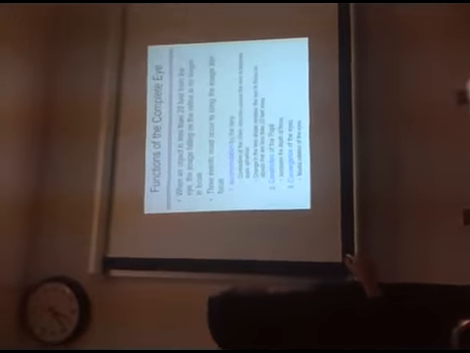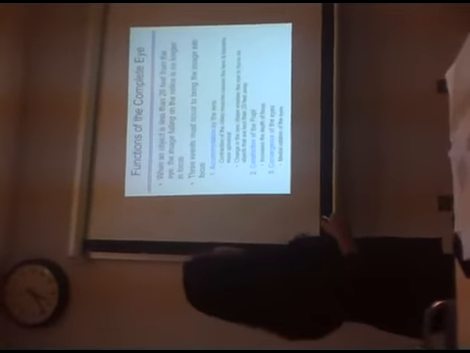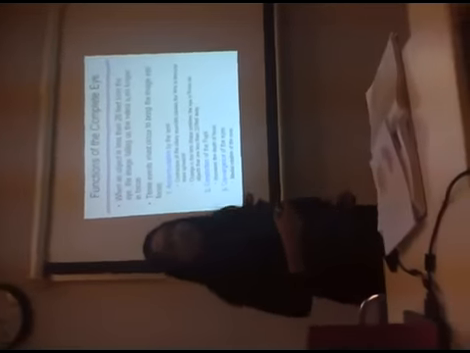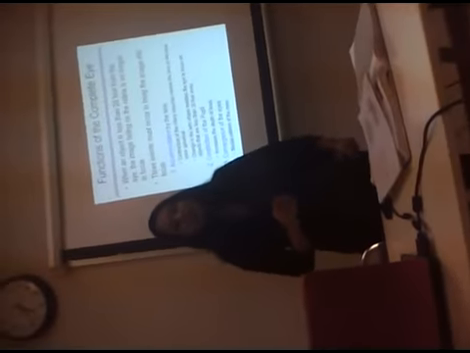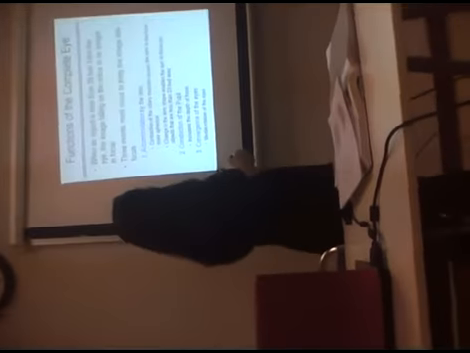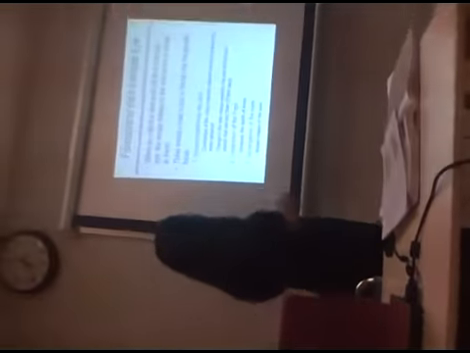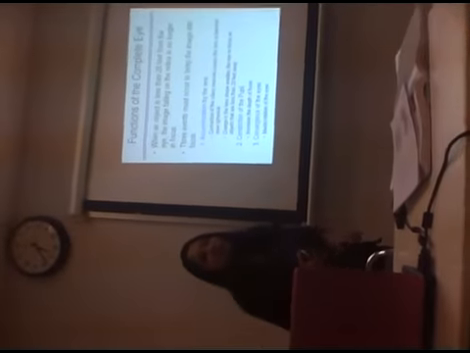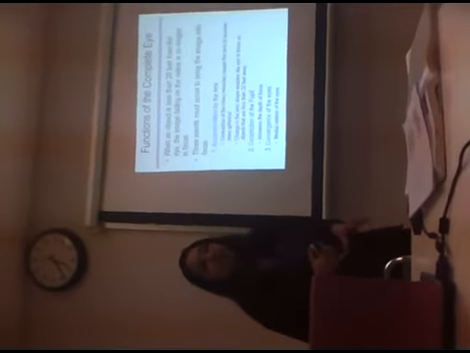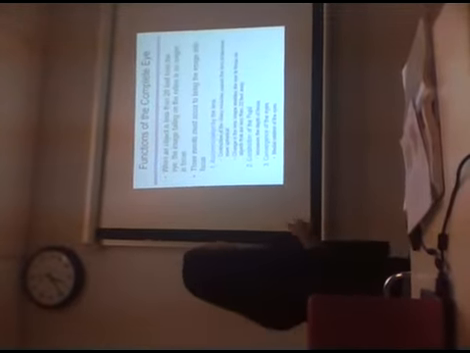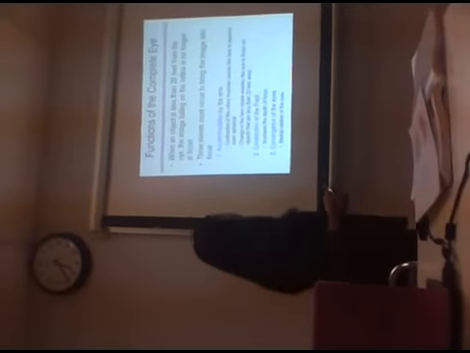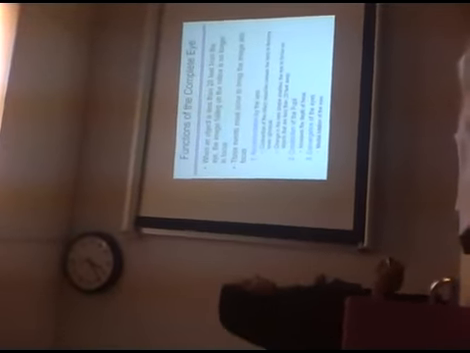Functions of the complete eye again. So when an object is less than 20 feet from the eye, the image falling on the retina is no longer in focus. So 3 events must occur to bring the image into focus. You have again accommodation. We looked at accommodation for smell, right, and how that works. So we have accommodation by the eye too. Constriction of the pupil and convergence of the eyes.